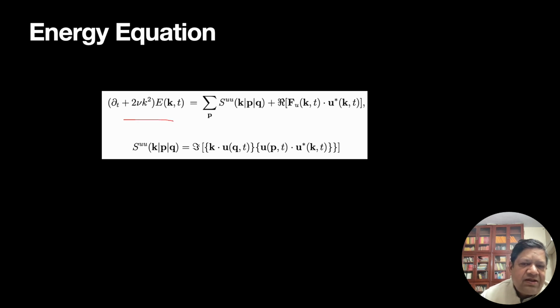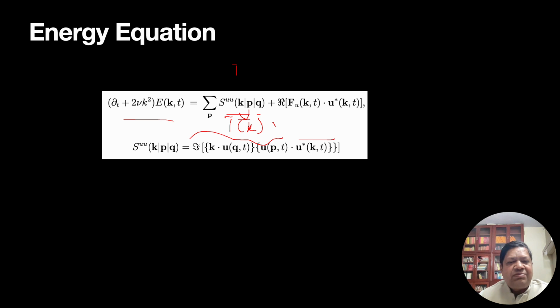The right hand side involves a convolution, and we got a pretty complex equation: U(P) U(K)* and K·U(Q). It turns out this one has a nice interpretation. It is energy going from P to K with Q as a mediator. Anyway, this is the expression, and I need to sum over all P's. So this is also called T(k). This object is called T of k.